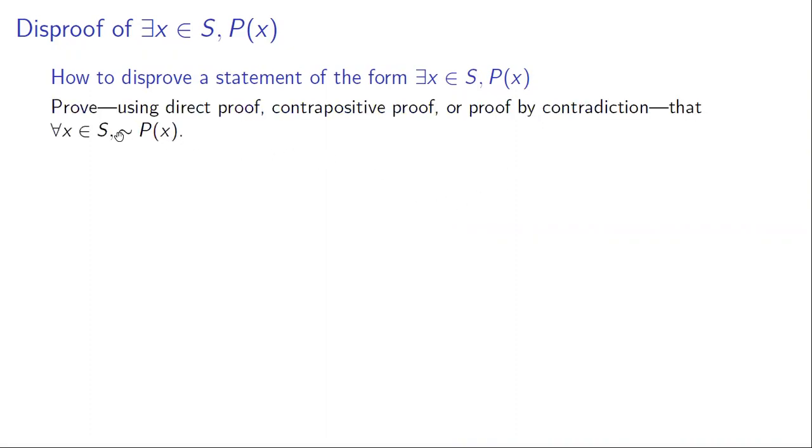So how are we going to show that? We're going to have to prove using direct proof or contrapositive proof or proof by contradiction that for all X in S, not P of X. And that will disprove the statement. Now for this, we can't just give an example, right? We're trying to show that this is the case for all X in S. So we can't just give an example. We'll have to use direct proof, contrapositive proof, or proof by contradiction. Okay, sorry, no example for this.